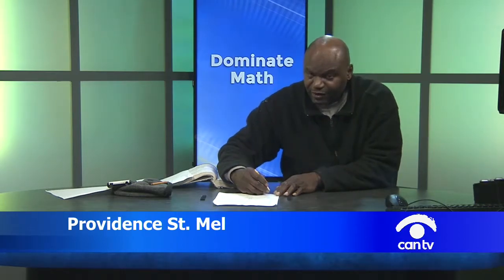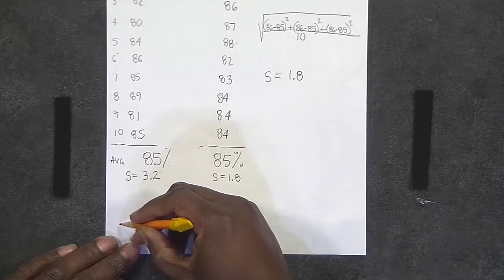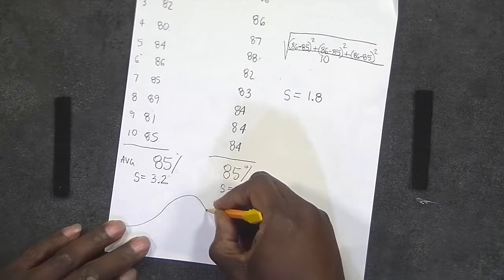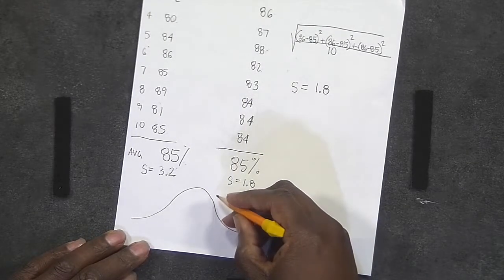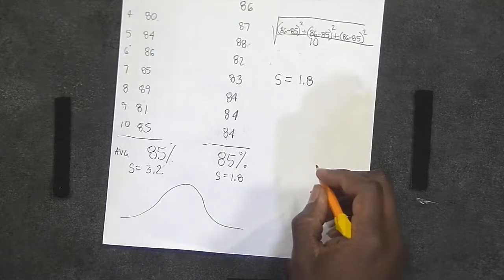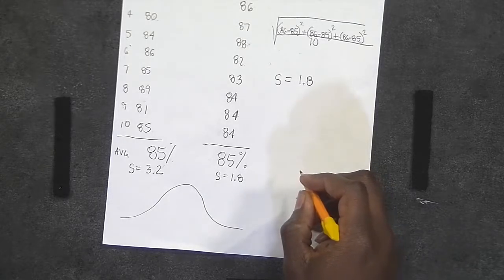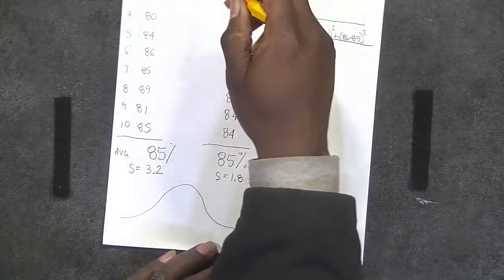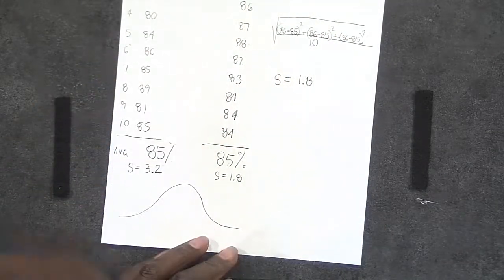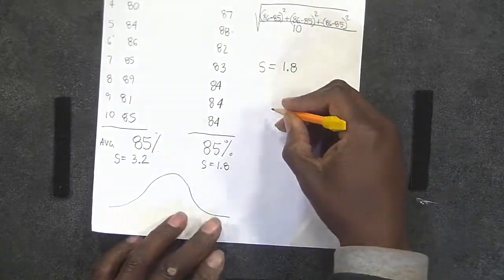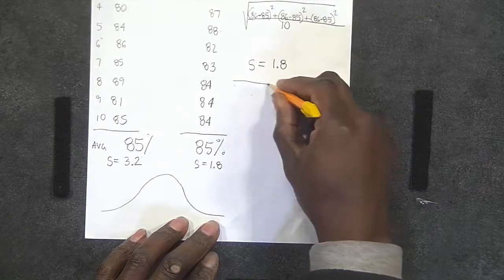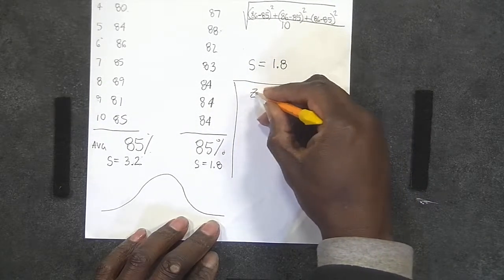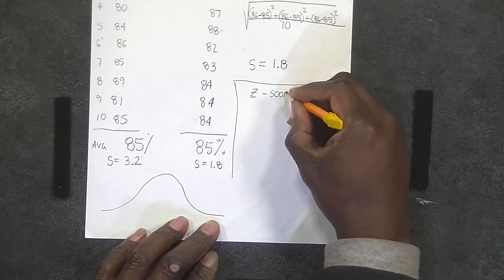So let's say we have normally distributed data. Let's talk about something called Z-score, then we'll be out. Normally distributed data produces what we call a bell curve. Let's say someone got an 86, in both classes someone got an 86. We want to find something called a Z-score for the student who got 86.